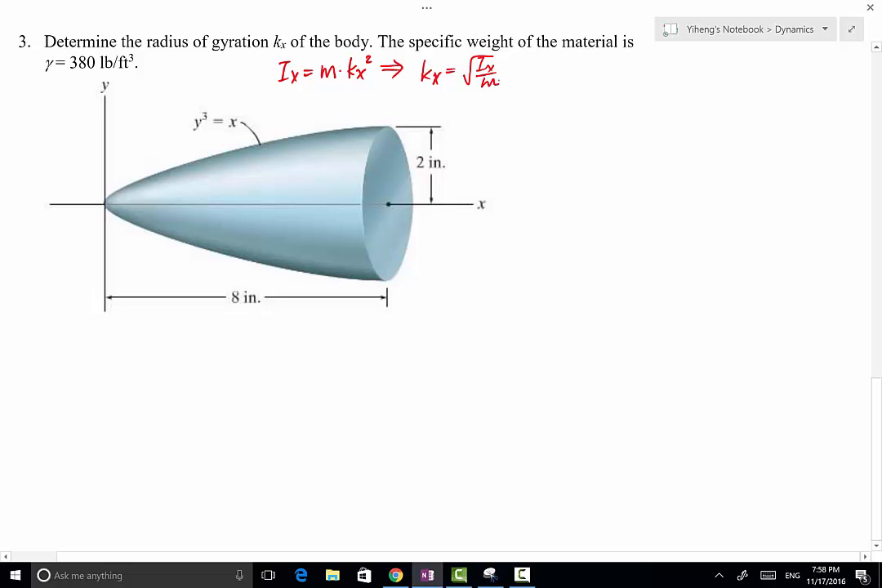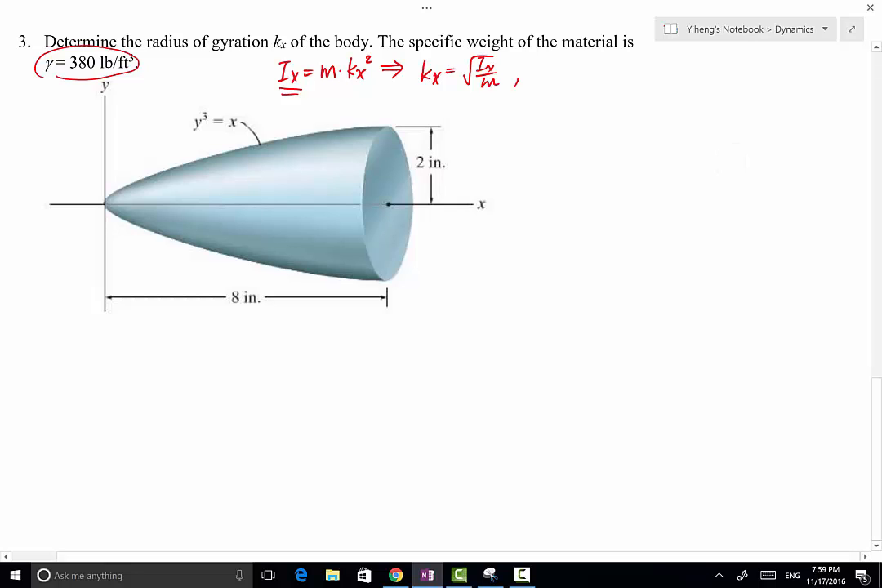We're given the specific weight of the material, which is 380 pounds per cubic foot. In this problem, we actually do not need that because we're going to calculate kx. But if you actually need to determine the value of Ix, then you do need this specific weight information, and you can convert it to density. Specific weight is weight per volume, and density is mass per volume.